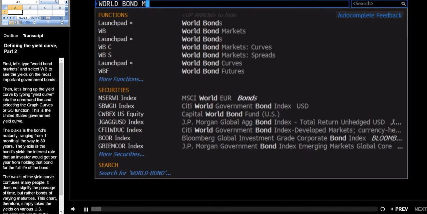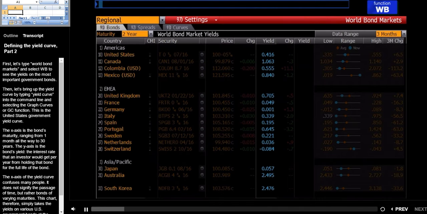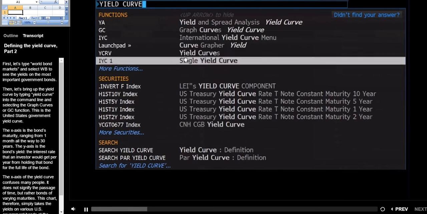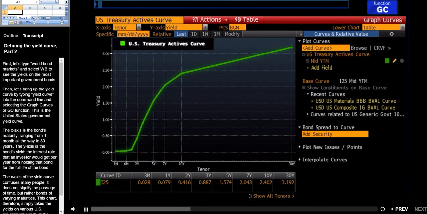First, let's type World Bond Markets and select WB to see the yields on the most important government bonds. Then, let's bring up the yield curve by typing yield curve into the command line and selecting the Graph Curves or GC function. This is the United States government yield curve.